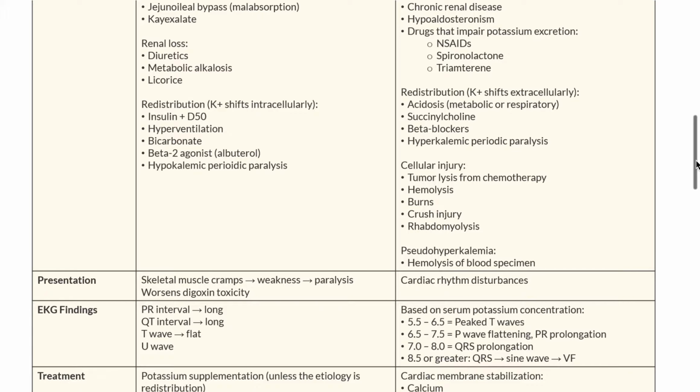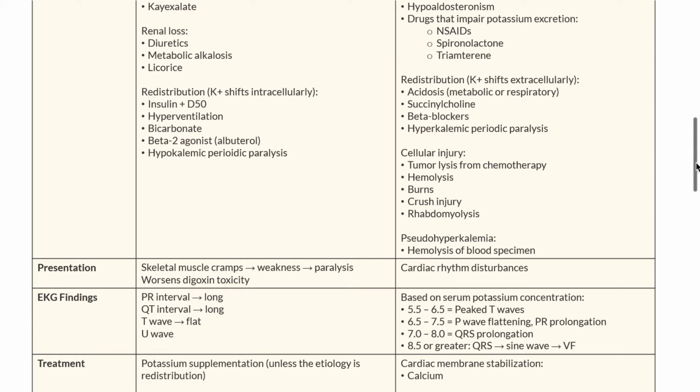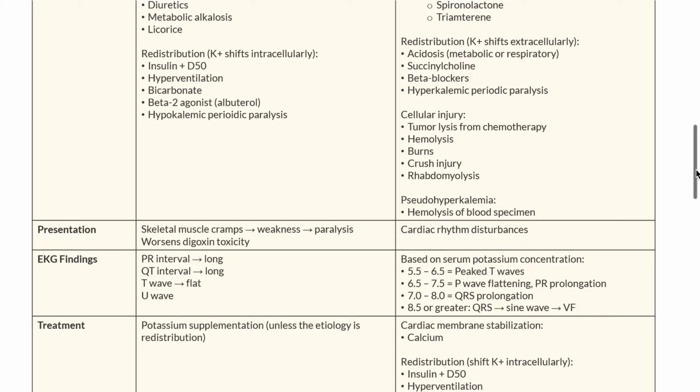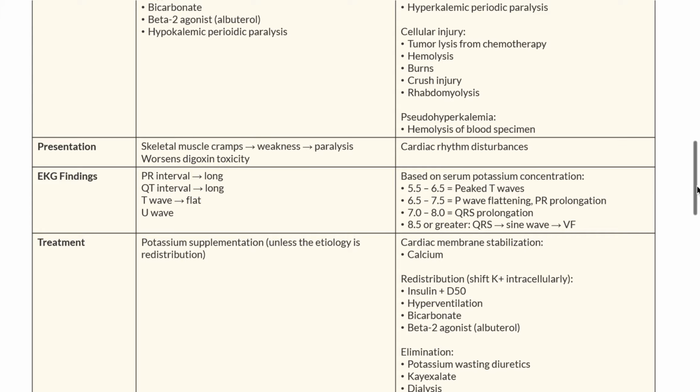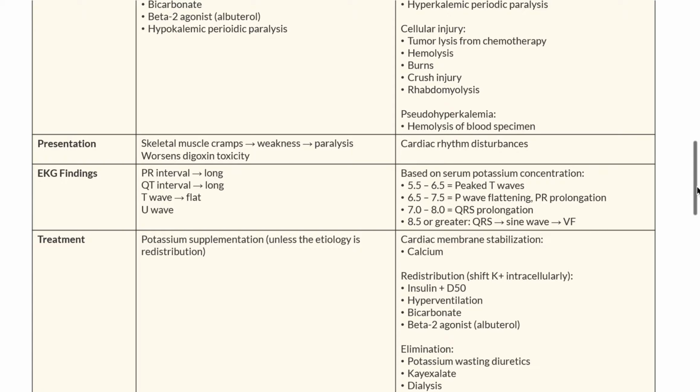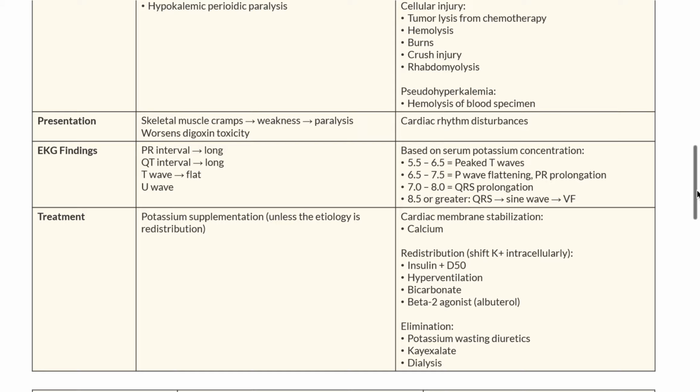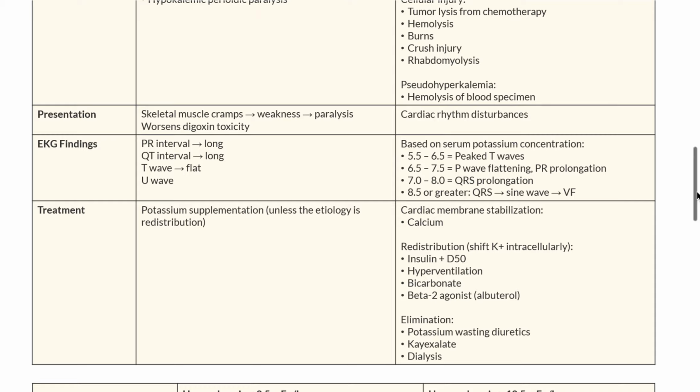Redistribution happens when potassium shifts intracellularly. This can be caused by insulin and D50, hyperventilation, bicarb, beta-2 agonist, which is albuterol, and hypokalemic periodic paralysis. The presentation is skeletal muscle cramps resulting in weakness, leading to paralysis. And you should also know that hypokalemia worsens digoxin toxicity. EKG findings include a long PR interval and a long QT interval. The T wave becomes flat and there is a U wave. Treatment includes potassium supplementation unless the etiology is redistribution.